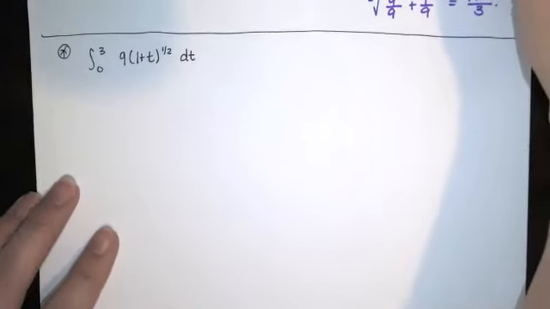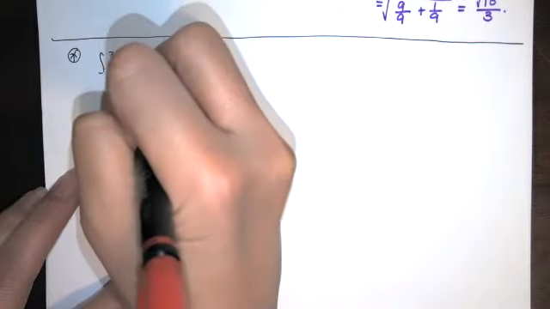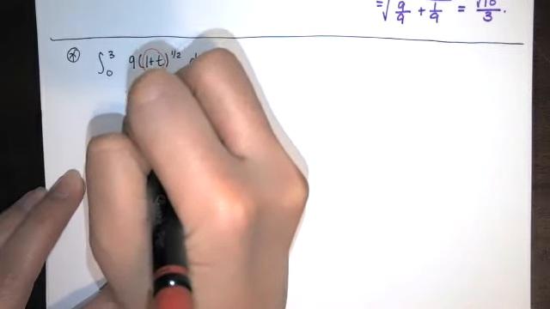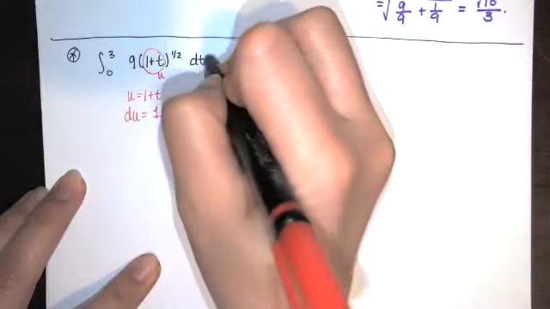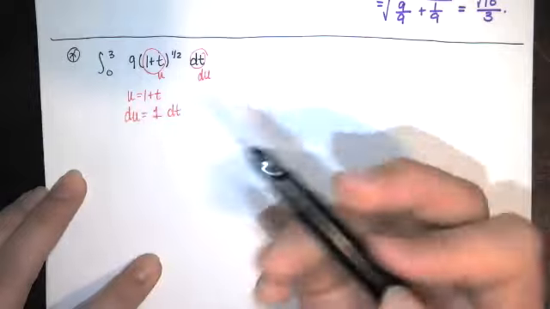That's easy enough to evaluate. We'll just do a u substitution. We've got a function nested inside another function. u equals t plus 1. du is the derivative of that, which is 1 times dt. So that's going to be a u to the 1/2. dt can be replaced by du. And we're going to need new bounds.